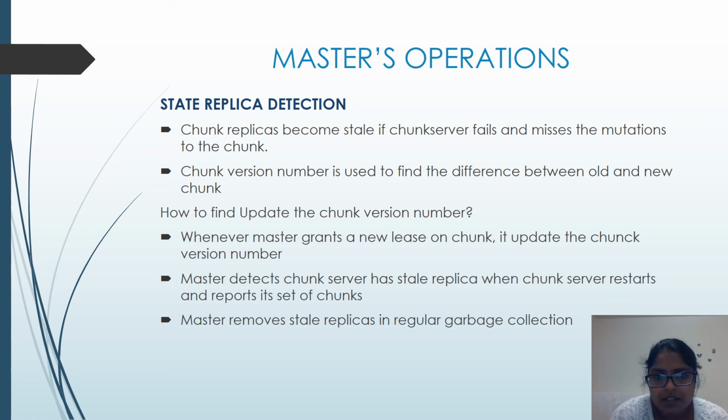How to find the updated chunk version? Whenever the master grants a new lease on a chunk, it should update the chunk version number. The master detects that a chunk server has a stale replica when the chunk server restarts and reports its set of chunks. The master removes the stale replicas in a regular garbage collection.